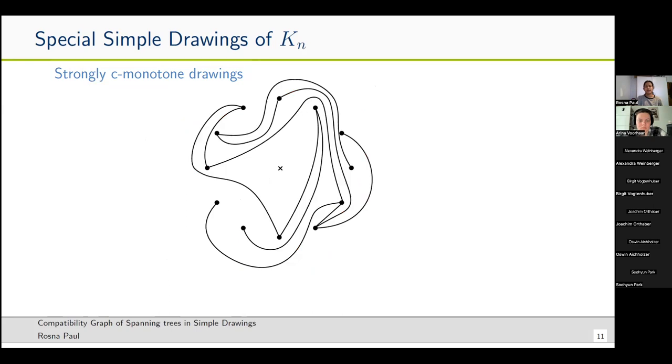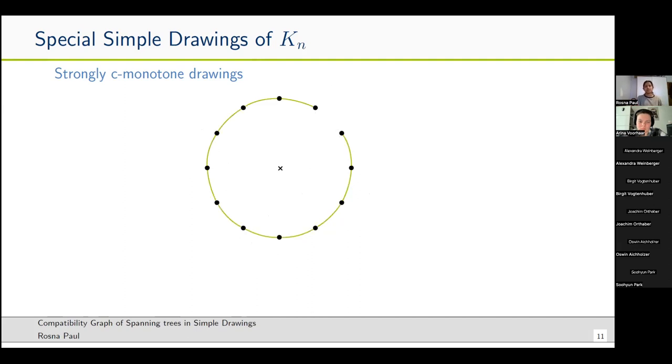With these properties, we are trying to see whether the compatibility graph of a c-monotone drawing is connected or not. For that, we again start with a plane spanning tree in the c-monotone drawing. And as I mentioned before, we need some nice tree structure into which we want to transform it. So what should be a nice tree structure here? Here, I'm looking at the tree connecting those vertices.